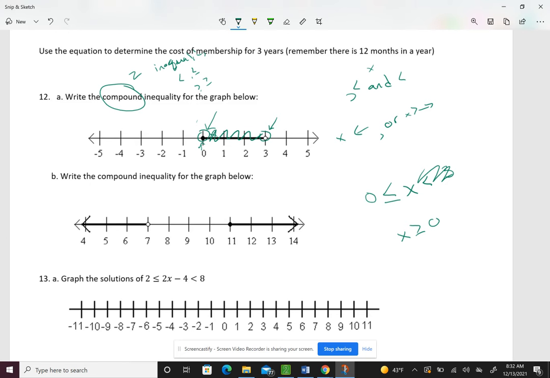So remember, if it's "and," we're always going to use the same signs that are less thans. Okay, so it's always less thans, "or" will always be opposite signs. So it would always look like this, okay, with the word "or" in between them. All right, so just make sure you guys understand how to do that.